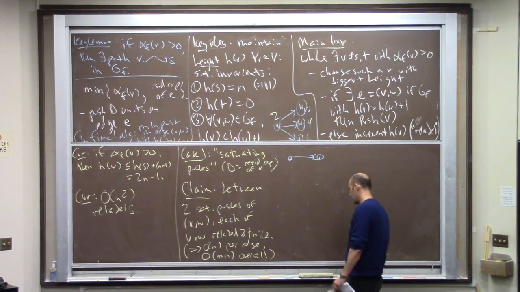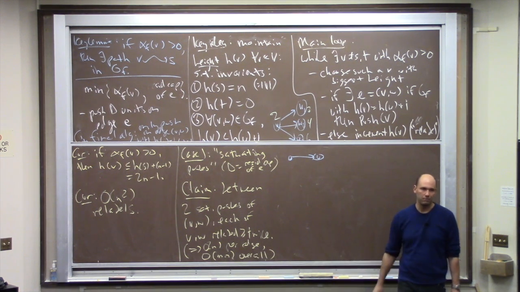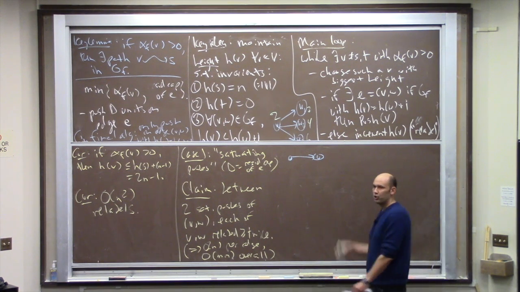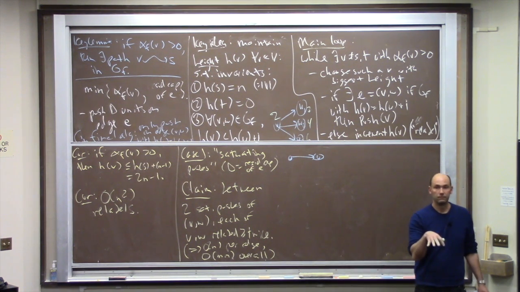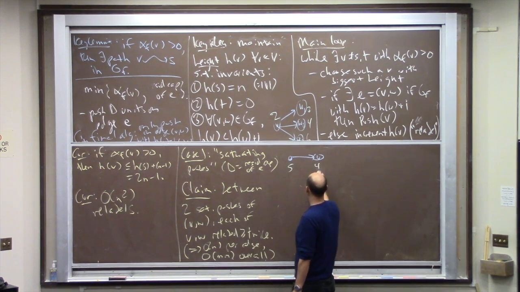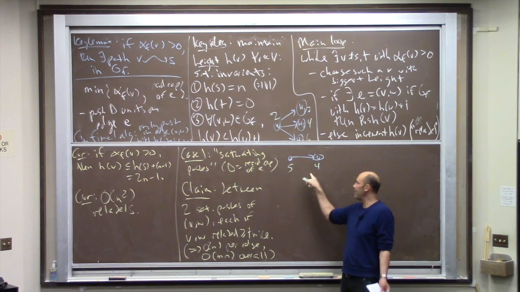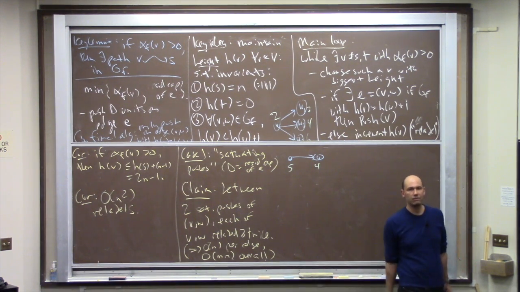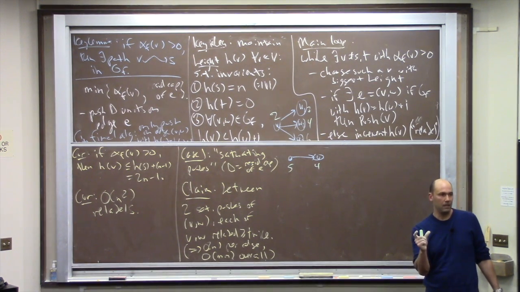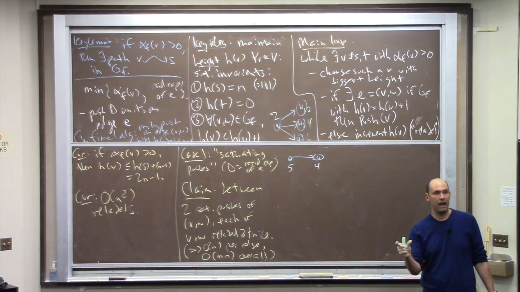Well, think about the first time you do a saturating push from V to W. We only push downhill, right? So the first time we do a saturating push, it has to be the case that, for example, this is height 5 and this is height 4 or something else. They differ by 1, it goes downhill. This is a saturating push. What does that mean? That means this edge gets saturated, so it vanishes from the residual graph. So the saturating push deletes the edge from the residual graph.